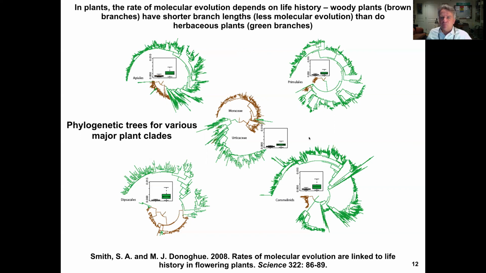And what these box plots are showing for each of these clades is the rate of molecular evolution predicted in the lineages that are tree-forming, brown, or herbaceous, green. And the herbaceous lineages are exhibiting a faster rate of molecular evolution than the tree lineages. So again, showing that life history of the organism may be a factor in determining its rate of molecular evolution.